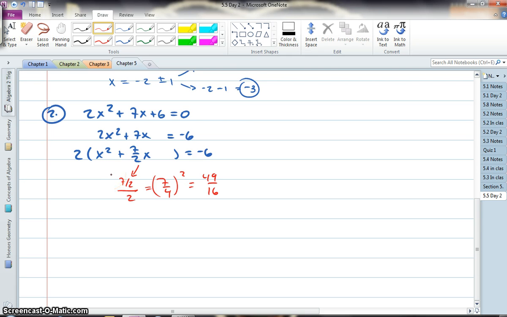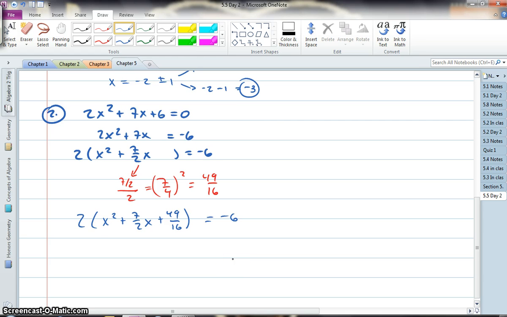Now, you have a useful tool that'll help you do this. If you're having trouble entering it, see me, and we'll be sure to review some calculator skills in class. All right, so that's the piece I'm going to add to both sides. So I got 2 times x squared plus 7/2 x plus 49/16 equals -6.